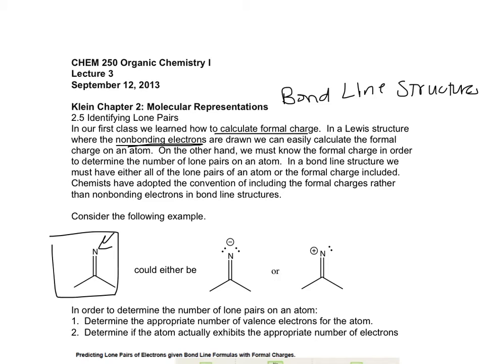Because if we don't include a formal charge or the lone pairs, we have one or two scenarios. So here for the nitrogen, it could be negatively charged and have 4 non-bonding electrons, or it could be positively charged and have only one lone pair. Chemists have adopted the convention of including the formal charge. So if we have the formal charge, we can determine the number of non-bonding electrons.